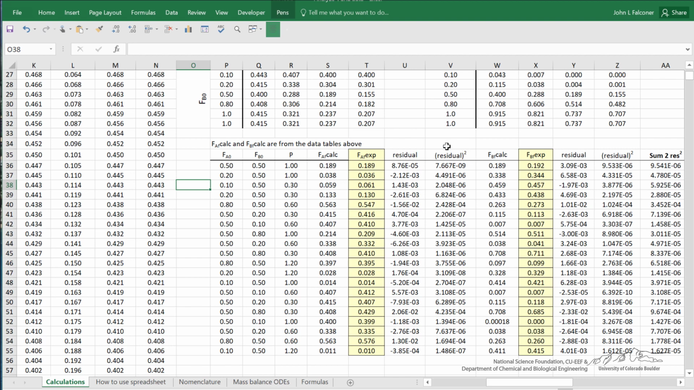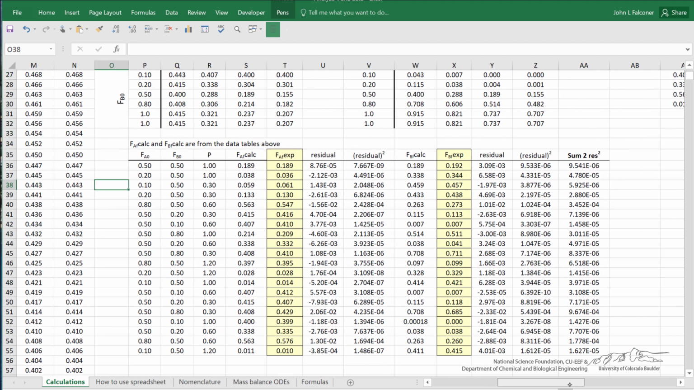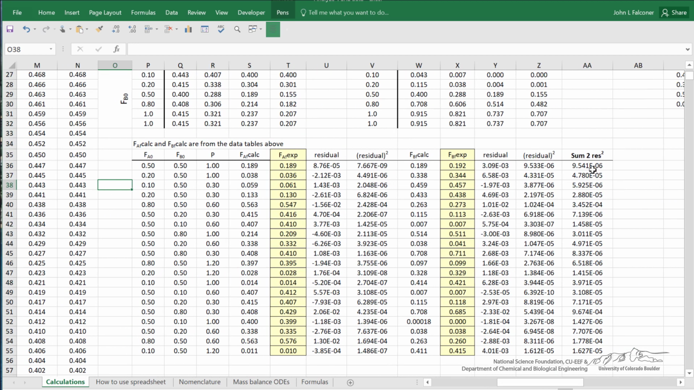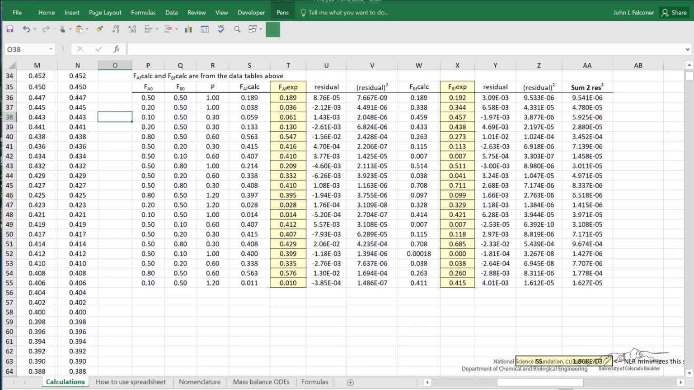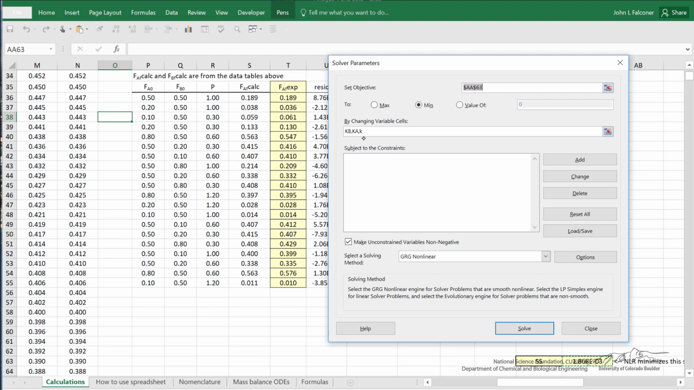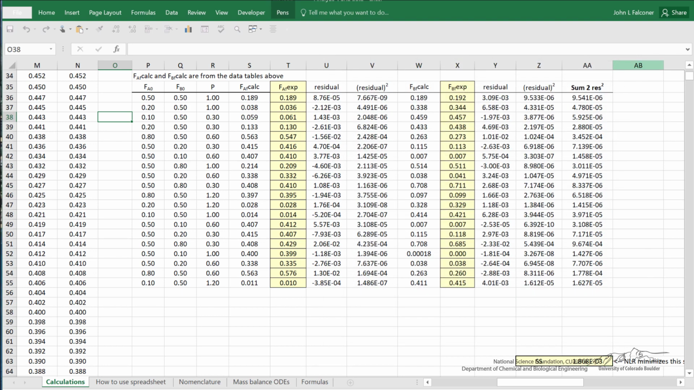We take the square of those residuals for both the flow rate of A and over here flow rate of B, and then we add them all together, and then we sum this AA column to get the sum of the squares. This is what we minimized by going into Solver. So in Data, Solver. So we're minimizing that sum of squares. We change those three kinetic parameters, and I've named them in the spreadsheet, so that's why we can show their names. And we make the variables non-negative, so we only can have positive values of the K values. When we hit solve, it generates the answer that we have.